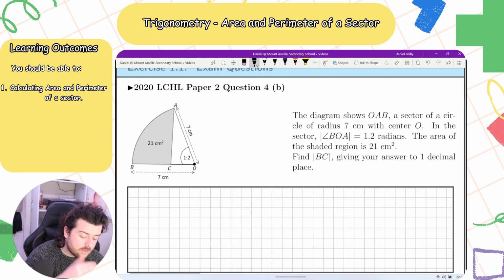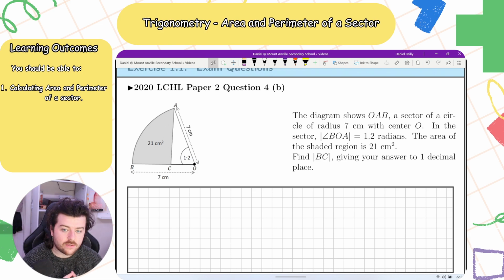So this is from 2020, paper 2, question 4. It's a short question. The diagram shows OAB, a sector of a circle with radius 7 with center O. In the sector, angle BOA is 1.2 radians. The area of the shaded region is 21 centimeters squared. Find BC. Give your answer to 1 decimal place.